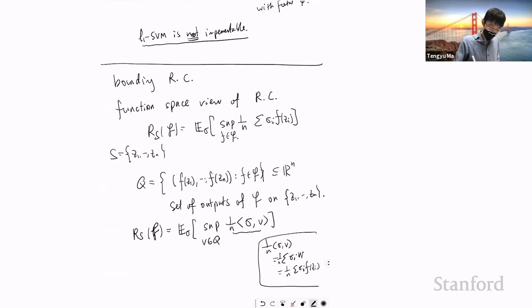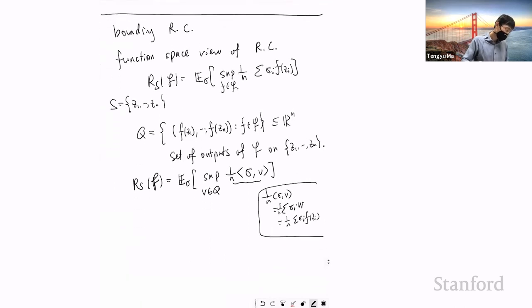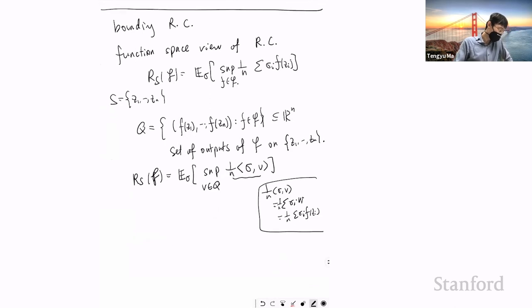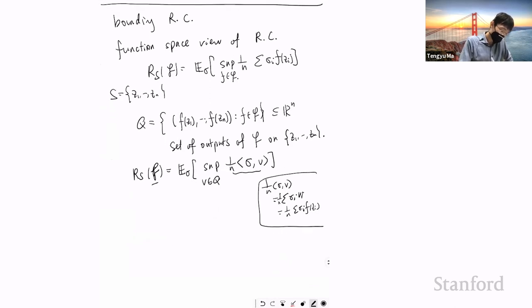This is just rewriting. So the point here is that this RSF only depends on Q, which depends on the outputs, as opposed to, for example, the parametrization of f. Let's make sense of what I mean here.